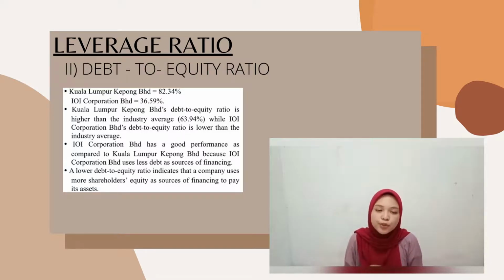This debt to equity ratio shows that IOI Corporation Berhad has a good performance than Kuala Lumpur Kepong Berhad. This is because IOI Corporation Berhad uses less debt as a source of financing than Kuala Lumpur Kepong Berhad. A lower debt to equity ratio indicates that a company uses more shareholders' equity as a source of financing to pay for its assets.